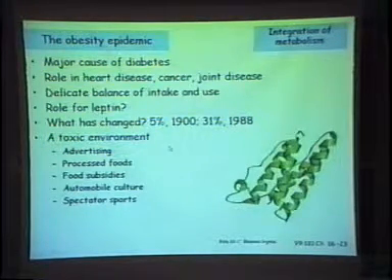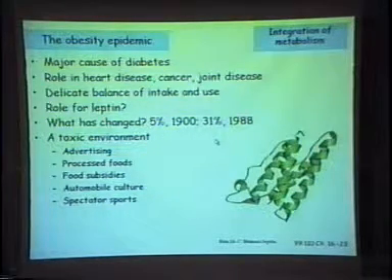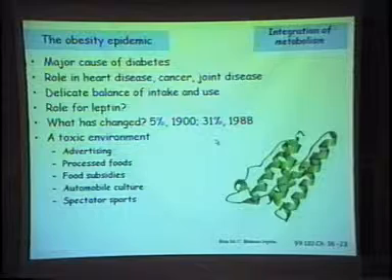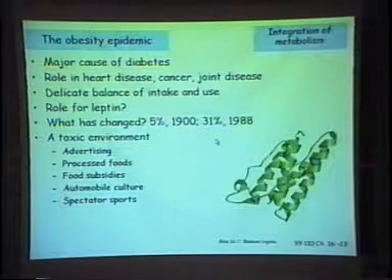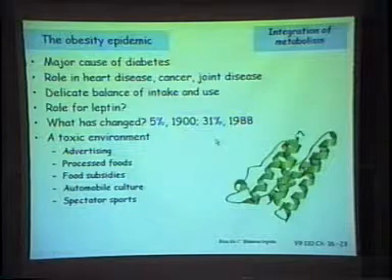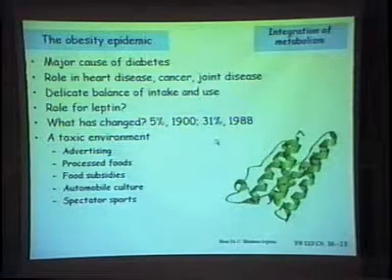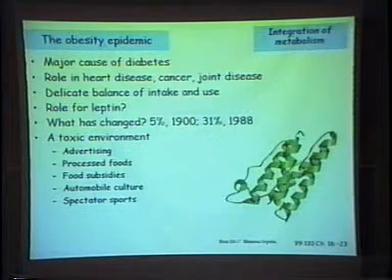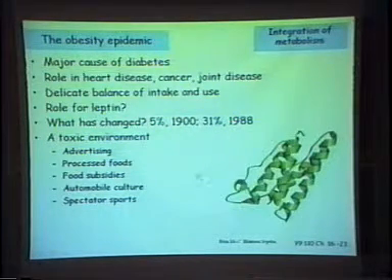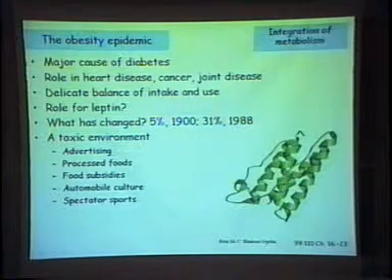How much of a change? 5% of the population was obese in 1900, 31% in 1988. That's too soon for it to be genes. We still have the same genes. So this is not a genetic shift, it's an environmental shift. And what has changed in the environment? I am being dramatic enough to call it a toxic environment, if you like.